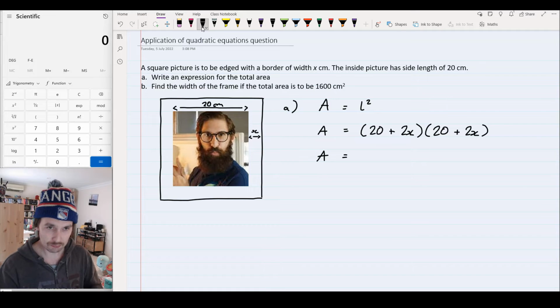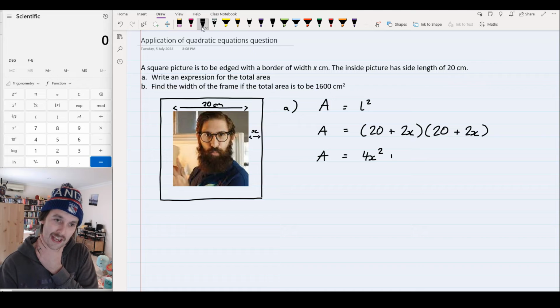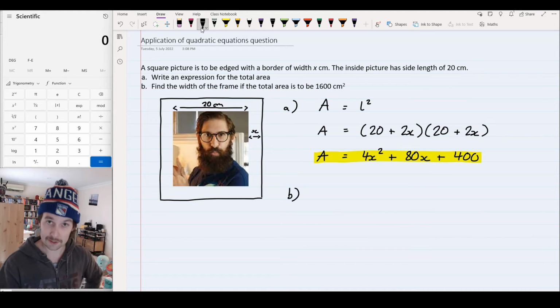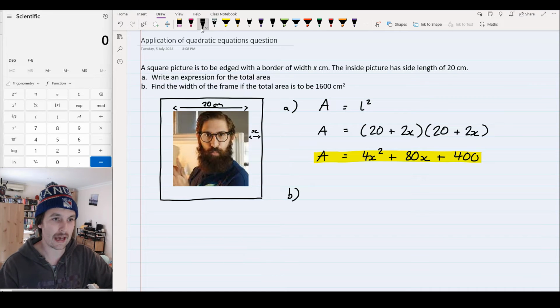Lovely. Let us continue. I'm just going to write this in order of powers for this one. So 2x multiplied by 2x is 4x squared. 2x multiplied by 20 is 40x, so two of those will give us 80x. And then 20 multiplied by 20 will give us 400. Lovely. So that's an expression for the area of the whole thing. Not a bad start. Now for part B, we need to take that expression and use it. So we're asked to find what the width of the frame is if the total area is to be 1600 centimeters squared.